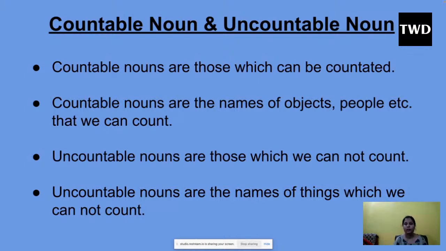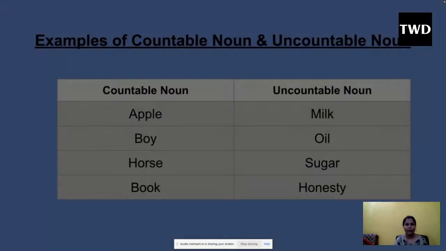How many colors are there in the box? Can we count? Yes, we can. How many chocolates are there in the fridge? Can we count? Yes, we can count. So all these are countable nouns. Uncountable nouns are those which we cannot count. Yes, let us see the examples.